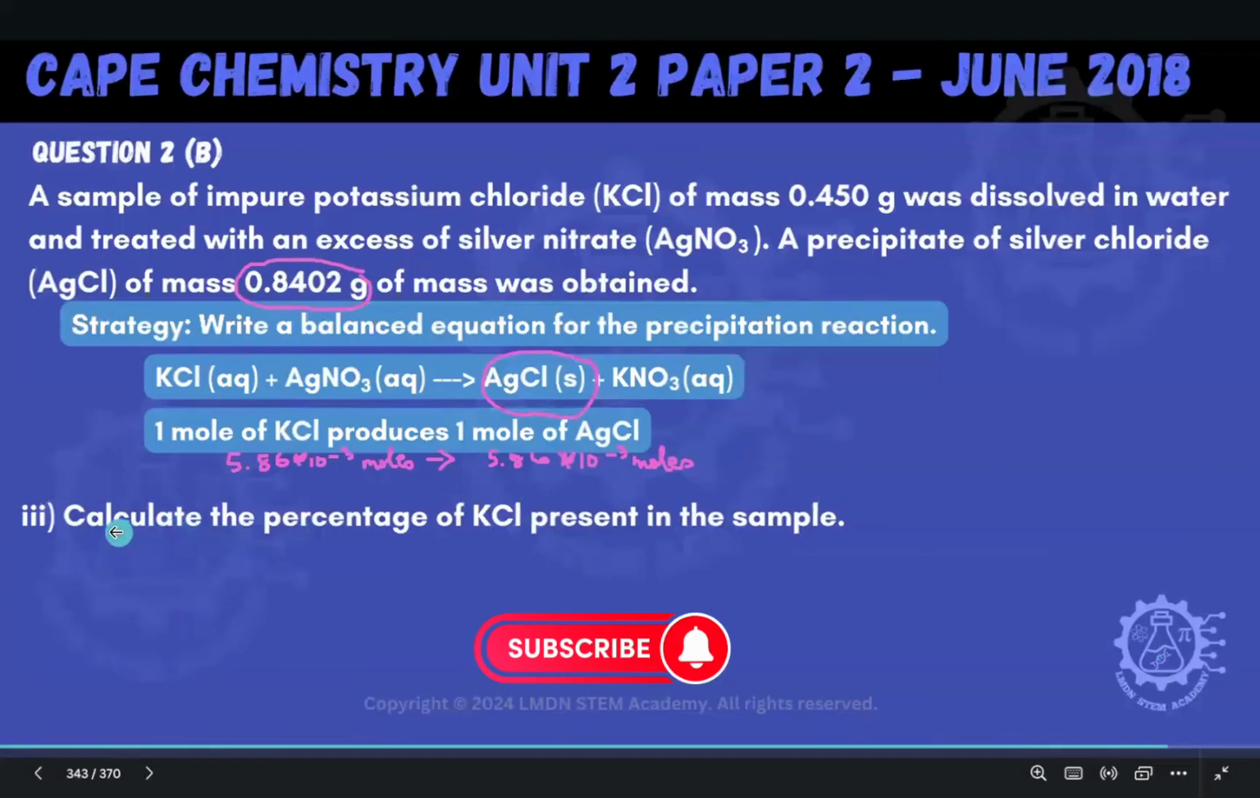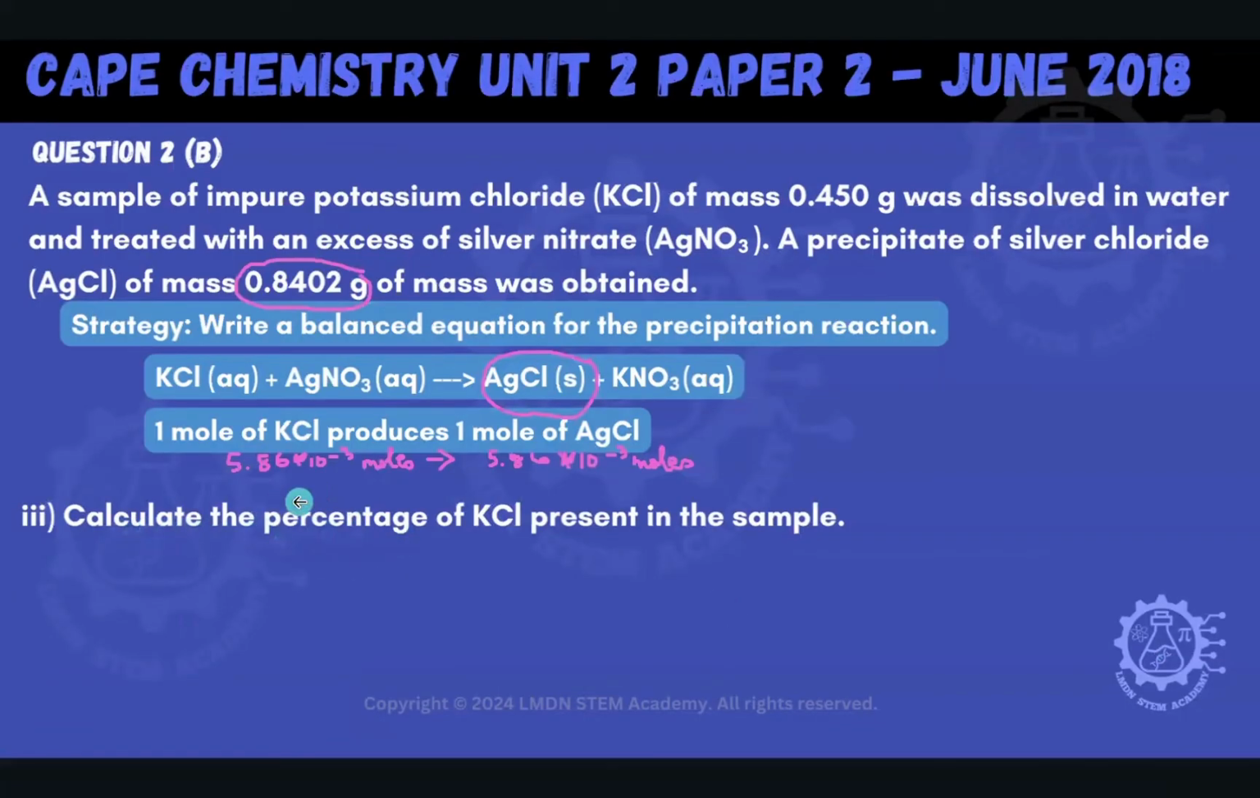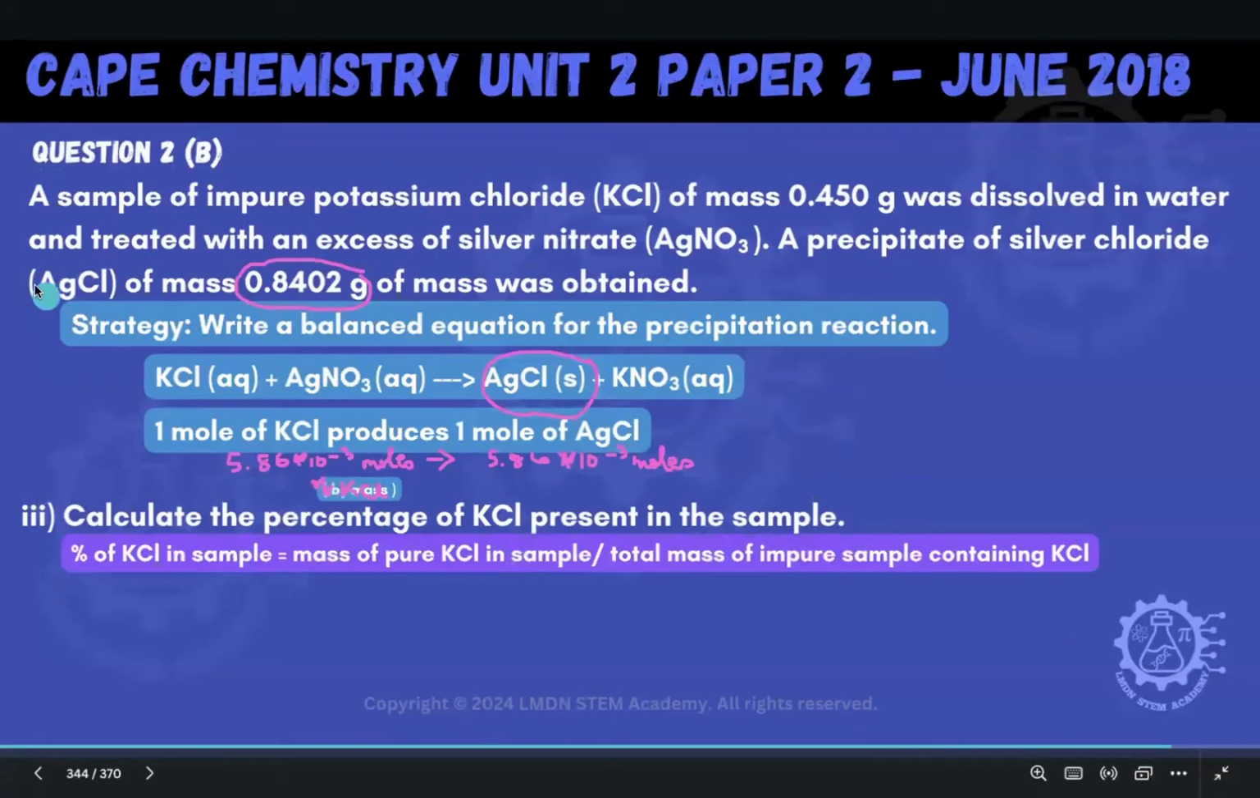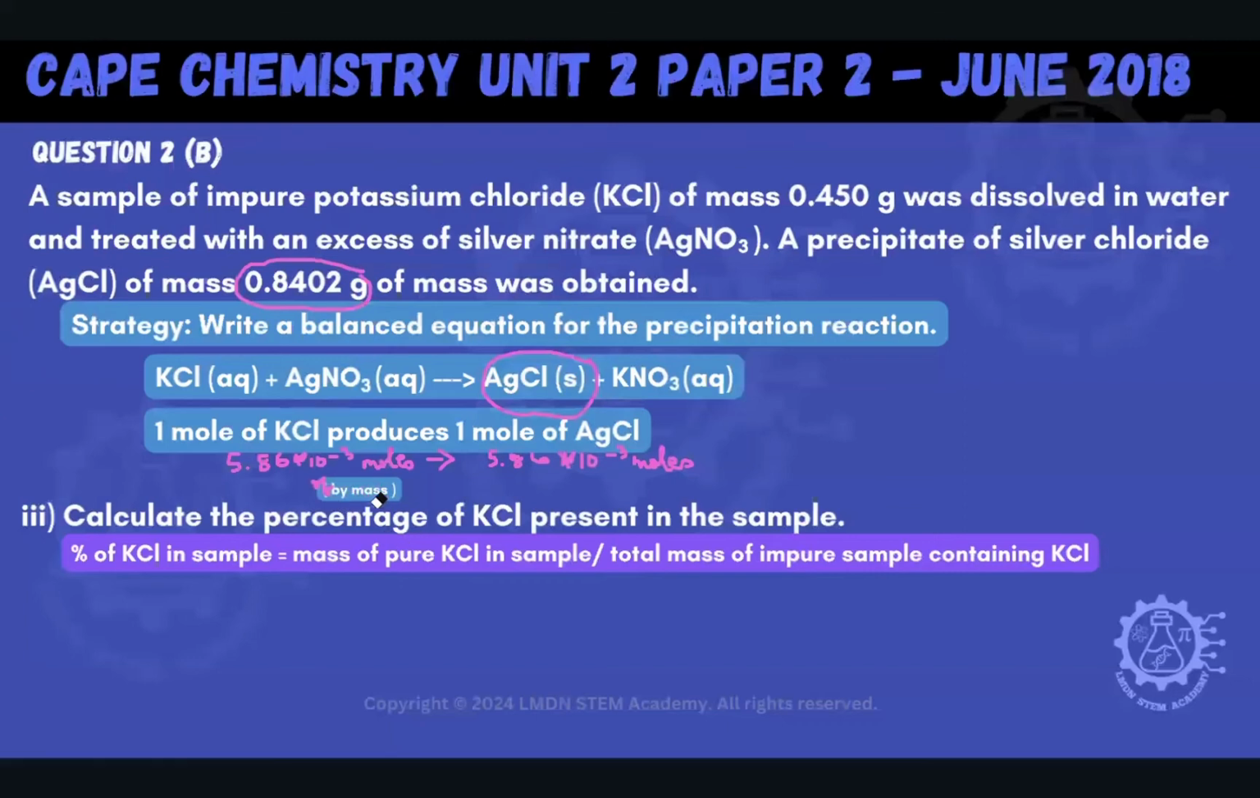Part 3 now says that we have to calculate the percentage of KCl present in the sample, right? A while ago, we got the moles of KCl. So that was our moles of KCl. And now they want us to find the percentage of KCl that's present in the sample. And that percentage of KCl, just to be very specific, is a percentage by mass, okay? It's a percentage by mass of KCl that we're being asked to find.